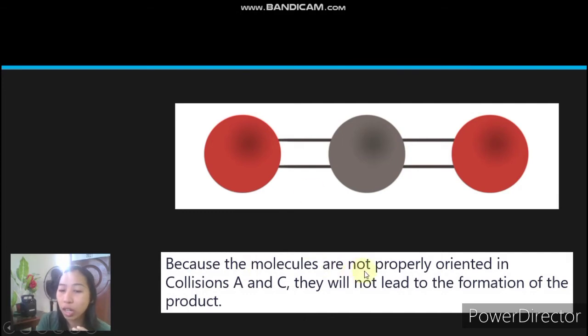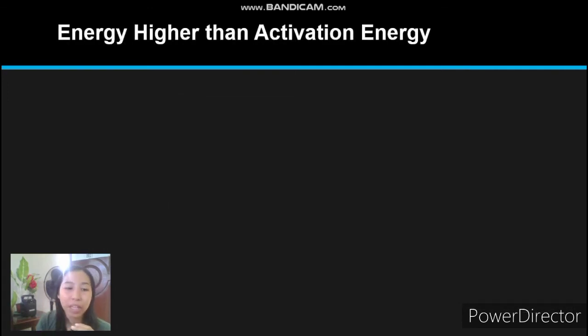Because the molecules are not properly oriented in collisions A and C, they will not lead to the formation of the product, which is CO2. Okay, that is the explanation of proper orientation. Now, let's proceed also with the explanation of activation energy.